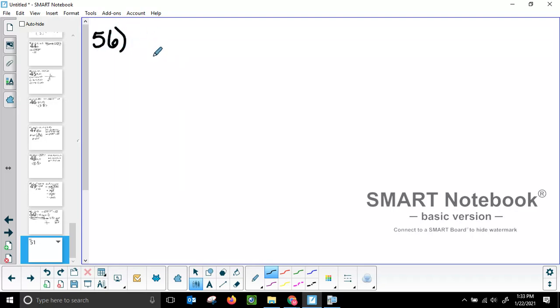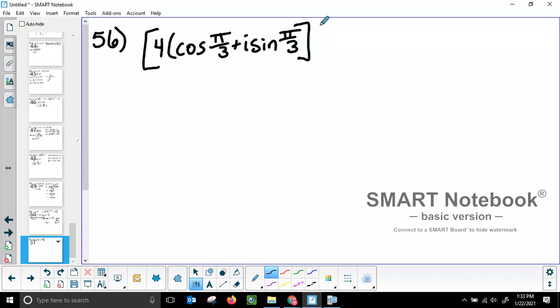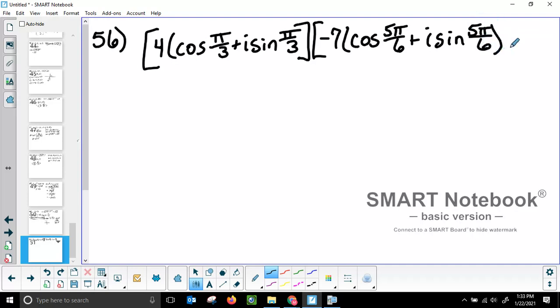Perform the operation and leave the result in trigonometric form. So we have 4 times cosine of pi over 3 plus i sine of pi over 3. And we are multiplying that by negative 7 times cosine of 5 pi over 6 plus i sine of 5 pi over 6. Okay, so when we're multiplying numbers in trigonometric form, again, this formula will be on the sheet that I gave you, but it's really easy.